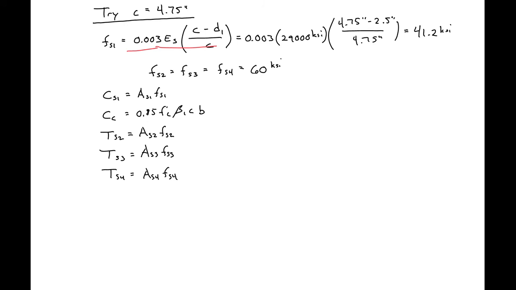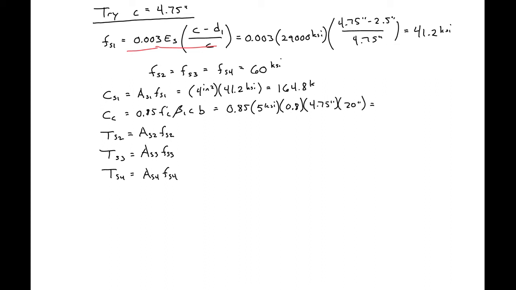So with our C and with our stresses, we can calculate all of our forces just like we did before. So we'll have AS1, 4 square inches, times 41.2 KSI to give us 164.8 kips. Then we'll have 0.85 times 5 KSI concrete times beta 1, 0.8, times our C, which is 4.75, times B, 20 inches, is going to give us a C sub C of 323 kips.